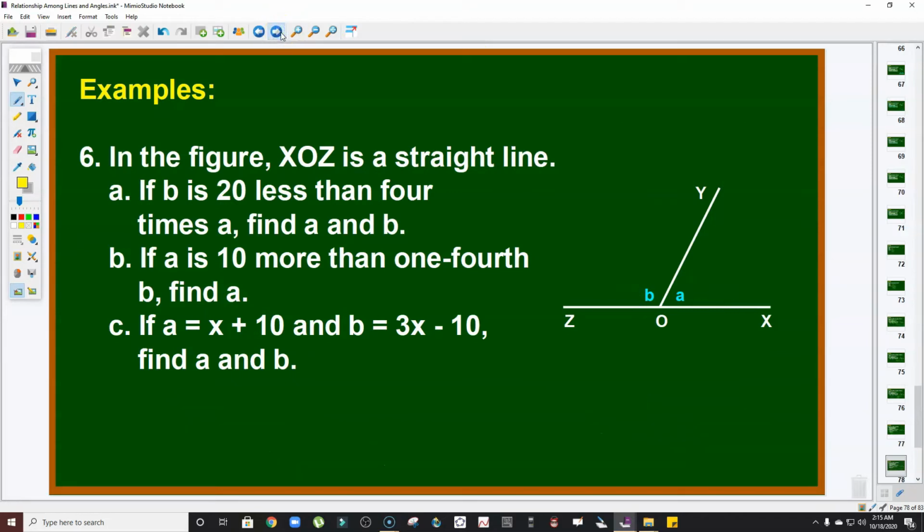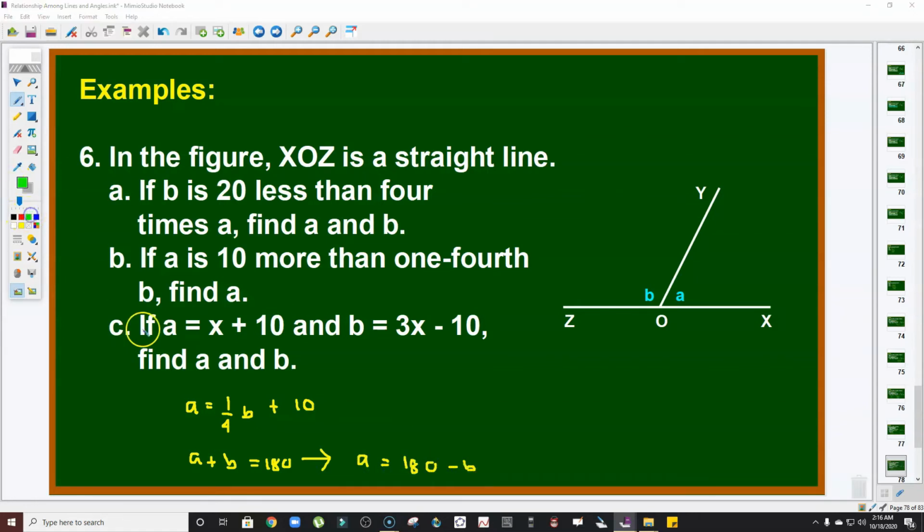Okay, next. Letter B. If A is 10 more than 1/4 of B, find A. So, A lang ang hinahanap. So, again, yung equation na ma-generate natin, A is 10 more than 1/4 of B. So, that's the equation. Like what we did in the previous example, in letter A, yung sum ng A and B is equal to 180. See that? Okay, so this time, ang gagawin ko naman, yung A ko is equal to 180 minus B.